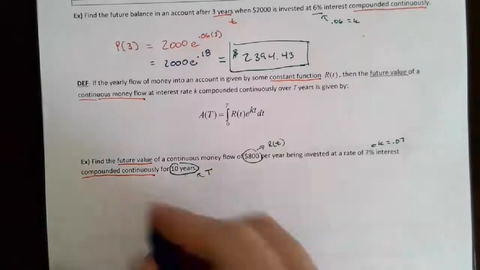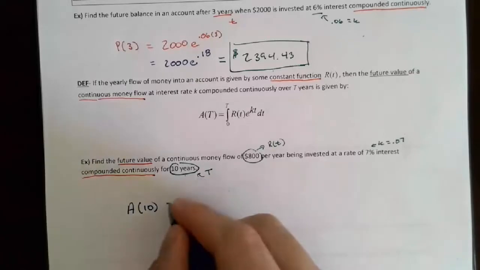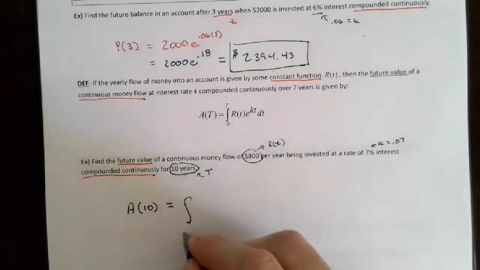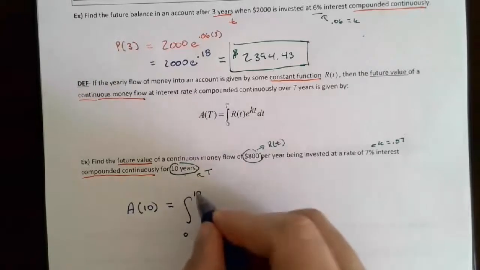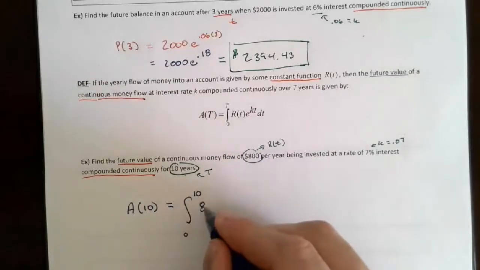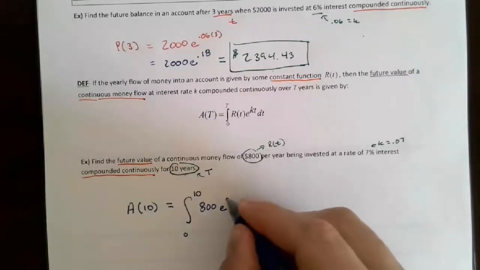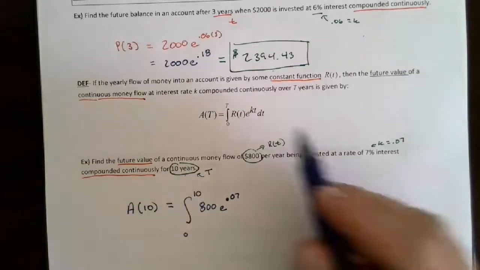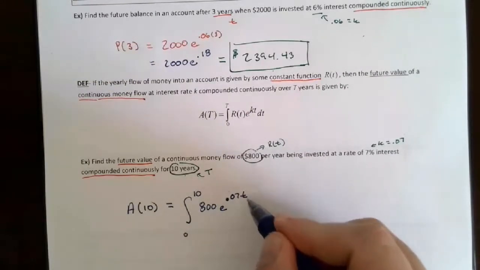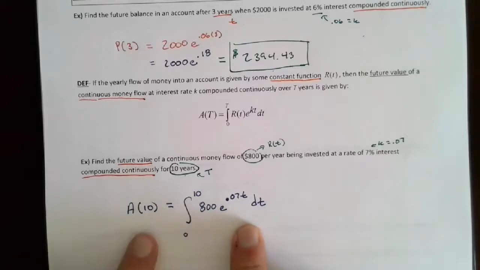So the way I'm going to fill this in is A of 10, and it's equal to, well, what's it equal to? It's equal to the integral from 0 to capital T, 10 years, of R of t, which we just said is the amount you're putting in each year, so it's going to be 800, e to the k, which we now know is 0.07, times t. Now remember, this t has to stay lowercase t, dt. It's the variable which we're integrating with respect to. It's a dummy variable. It's not what the function is of. The function is going to be A of 10, of whatever you're substituting into it.